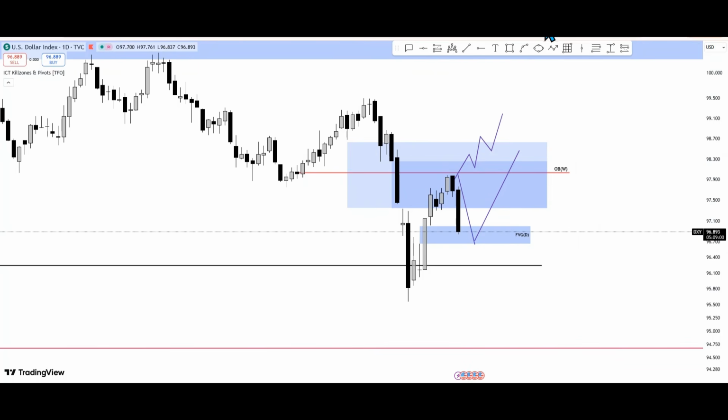However, if the dollar is weak, so we are going to remove this, then we would want to see the market invert this daily fair value gap and now use it to push price lower as an inversion fair value gap.